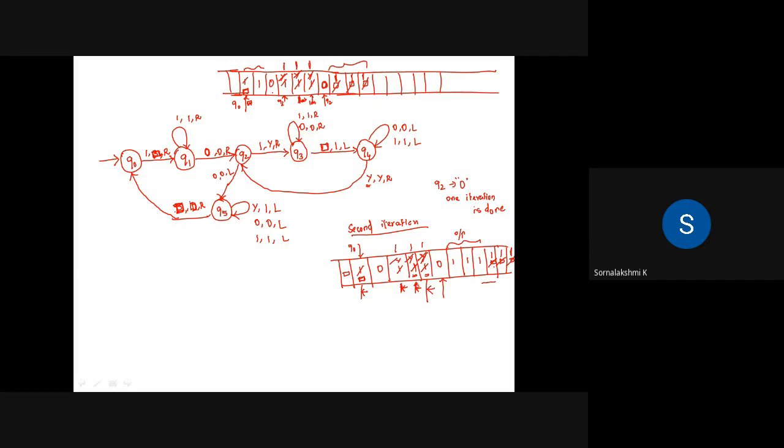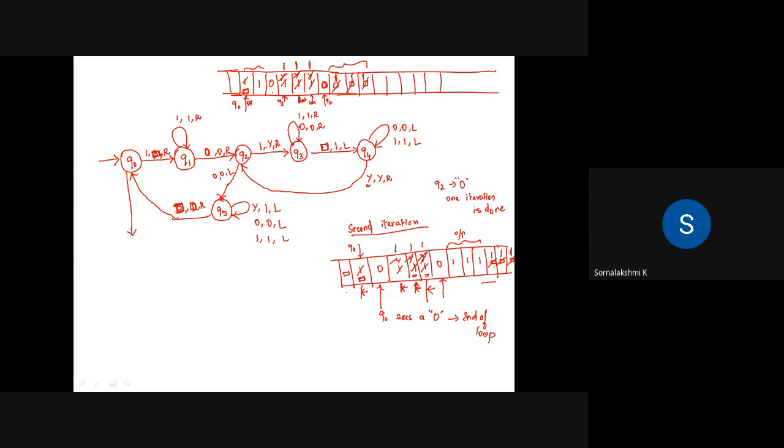So when you see a blank, rewrite it as blank and move right once. I was talking about this. Q0 sees a 0, which means end of loop. Q2 sees a 0, which means one iteration is done. Q0 sees a 0, which means end of loop. So when Q0 sees a 0, you have to end the loop.